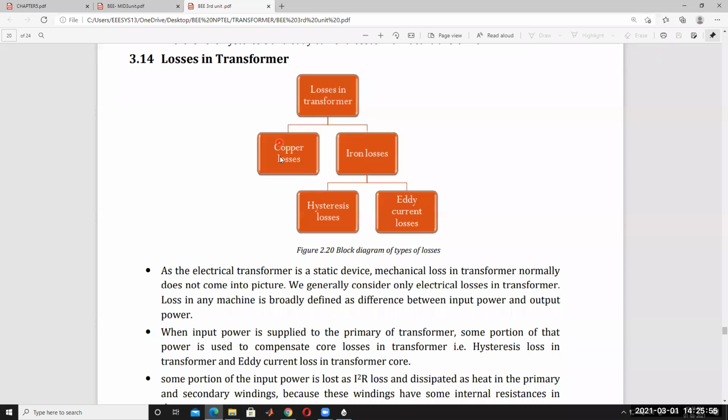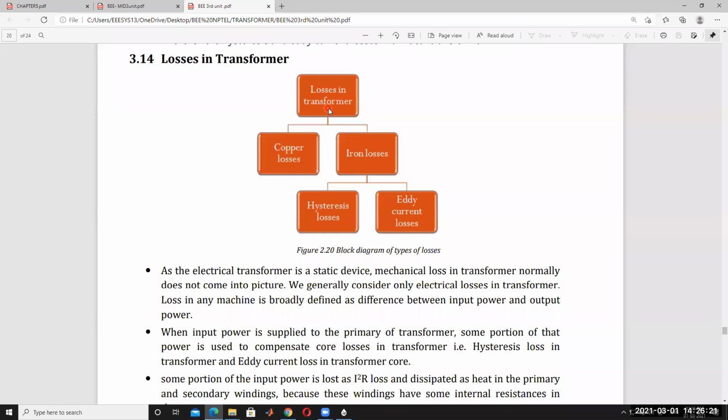A transformer has two major types of losses: the first is called copper loss and the second is iron loss. Minor losses also exist, but we will concentrate on the major losses.